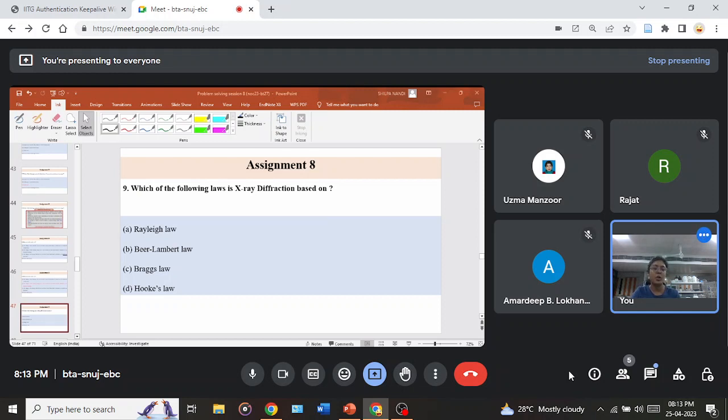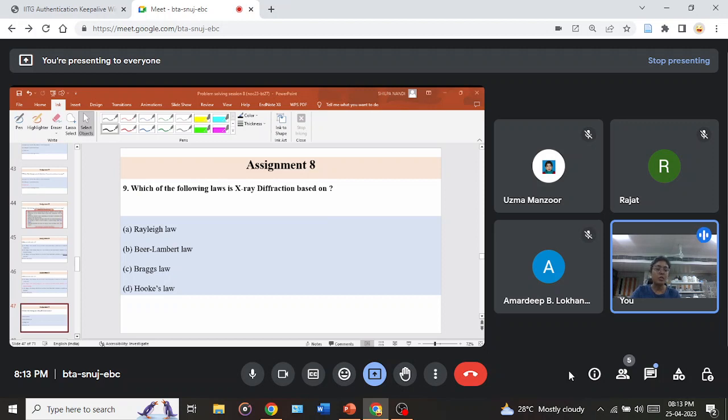Rayleigh law is for optical microscopy, whereas Beer-Lambert law defines the absorption of a particular sample. Absorption is directly proportional to the concentration of the sample multiplied by the path length. We usually use the Beer-Lambert law to determine the concentration of unknown samples.